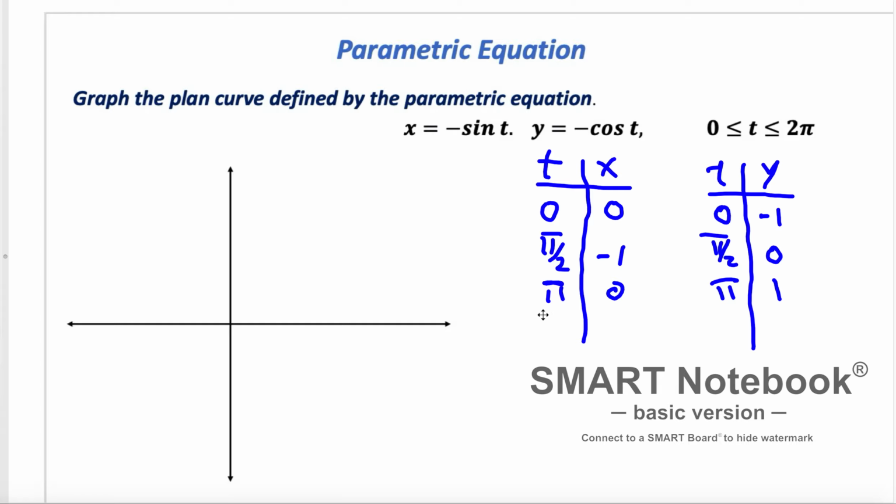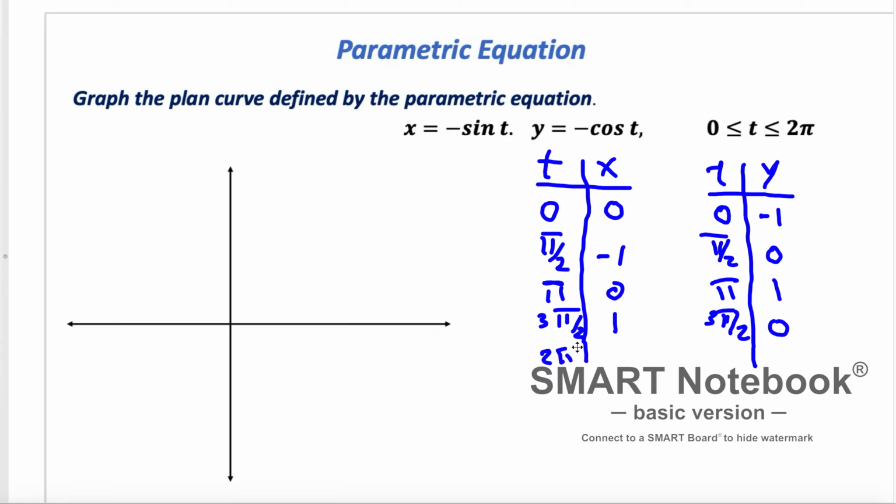Now I'm going with 3 pi over 2. So I am looking to take 4 or 5 points here. If I'm plugging in 3 pi over 2, sine of 3 pi over 2 is minus 1, but it's negative here, so it's going to be positive 1. And cosine 3 pi over 2 is 0.